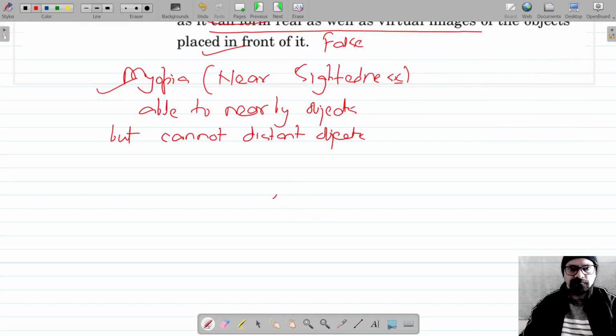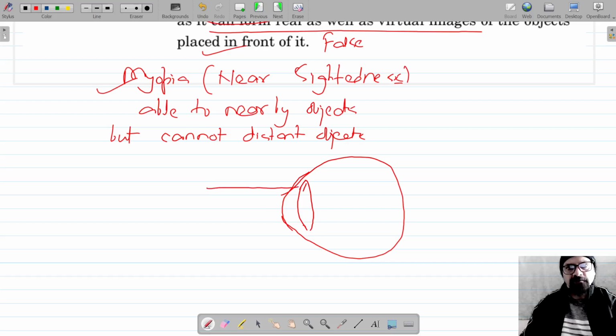Let me show you how. So let's say this is the eyeball, and this is the lens. Now for a myopic eye, the image is formed in front of the retina. So these are the incident rays. For a myopic eye, these will intersect in front, so the image is formed in front of the retina. Now we have to get this image on the retina.